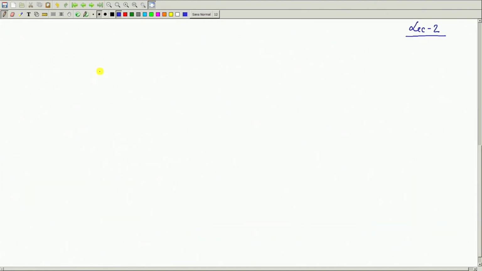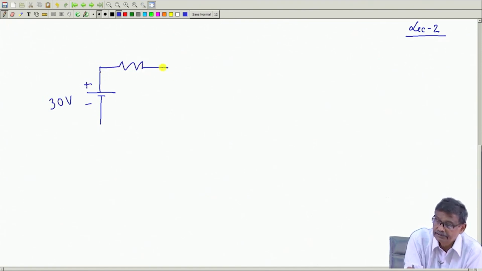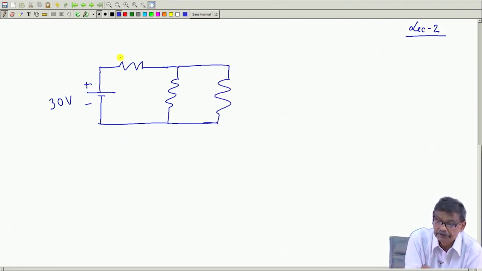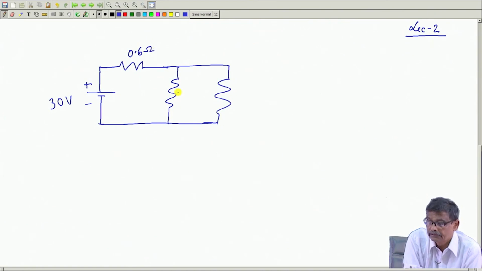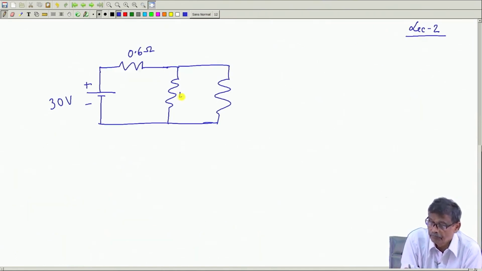So, our circuit was, I will redraw here, it is 30 volt, there was a source. With the help of this simple circuit, I try to highlight many of the interesting things here. So, this was our simple circuit. We considered 0.4 ohm, 0.6 ohm, and this was 4 ohm, and that is 6. This was 4 ohm and that is 6 ohm.